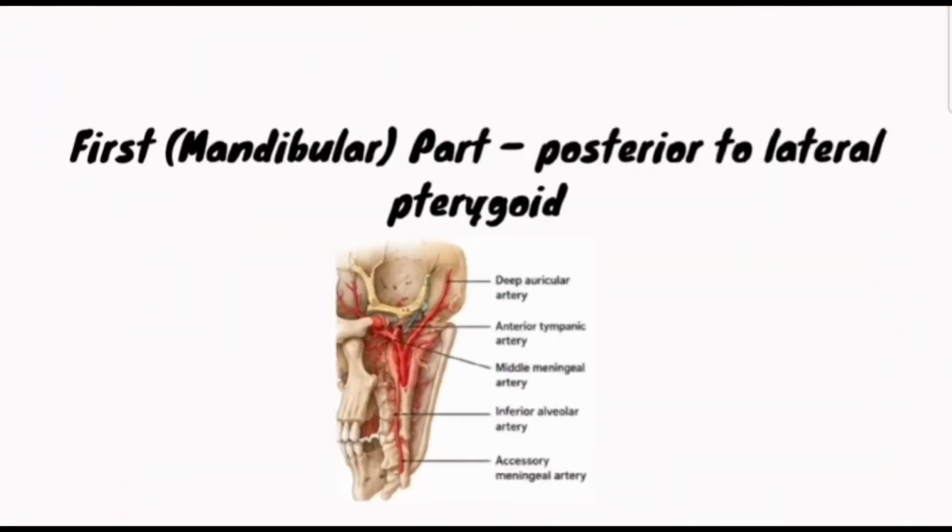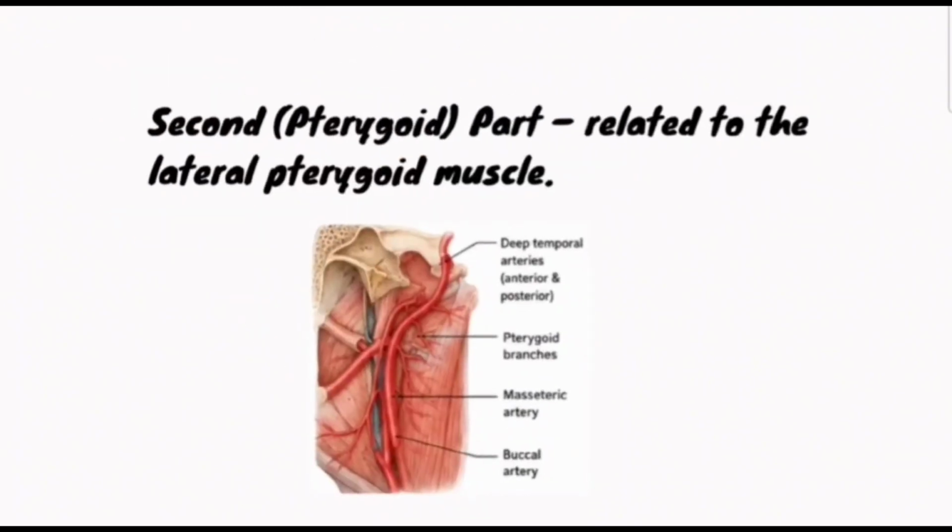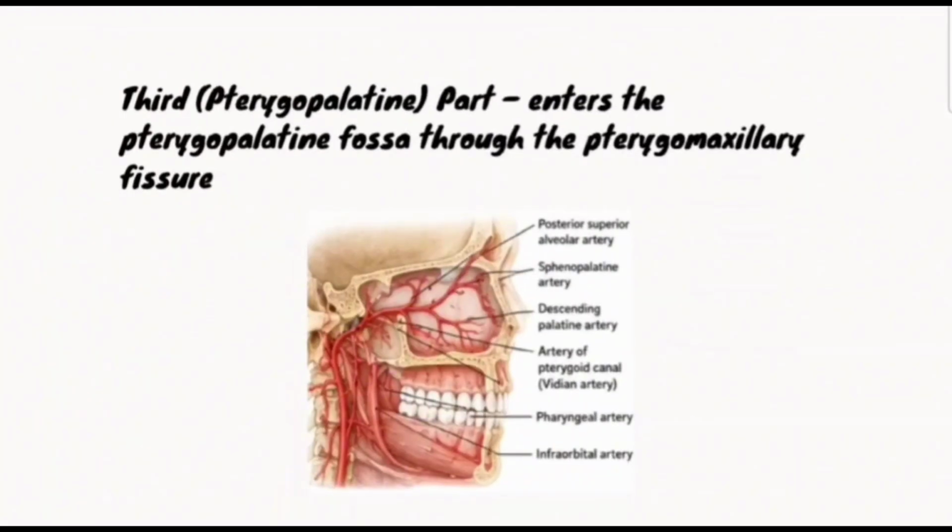How? See here. The first part is the mandibular part, which is posterior to the lateral pterygoid muscle, just posterior. We said that we are going to divide it into three parts on the basis of its relation with the pterygoid muscle. Now you see here, the second part is called the pterygoid part, which is related to the lateral pterygoid muscle, at that relation. And then the third part is called the pterygopalatine part, and it enters the pterygopalatine fossa through the pterygomaxillary fissure.